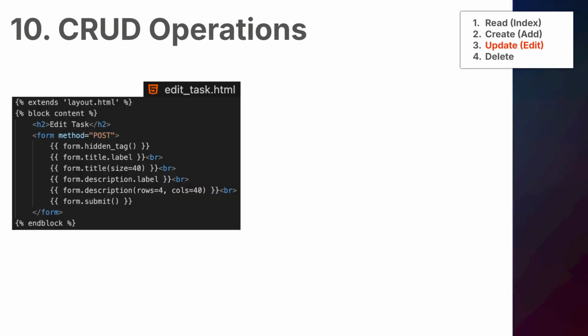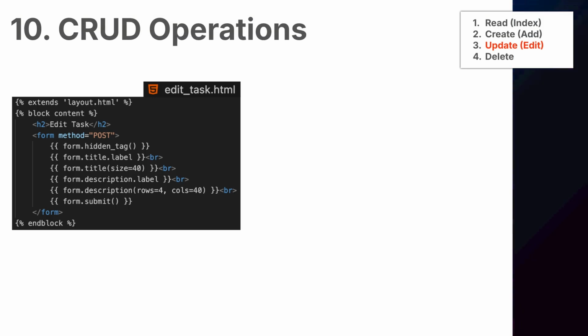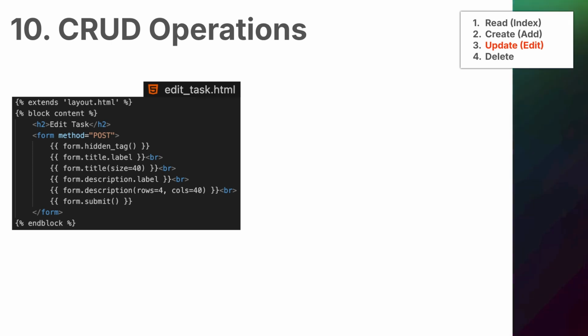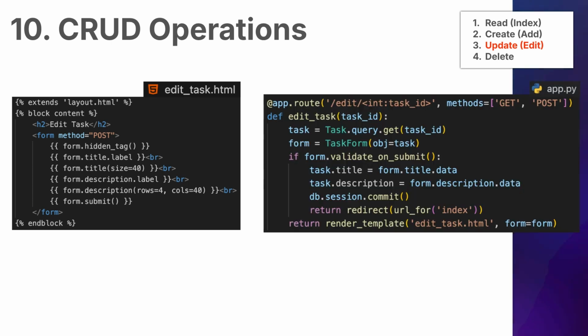Next, edit. As you can see, the form section is exactly the same as in add task HTML. It displays a CSRF protection token, a title input, a description text area, and a submit button. The difference is in usage. The route edit task will pre-fill the form with existing data. Let's see that part next.